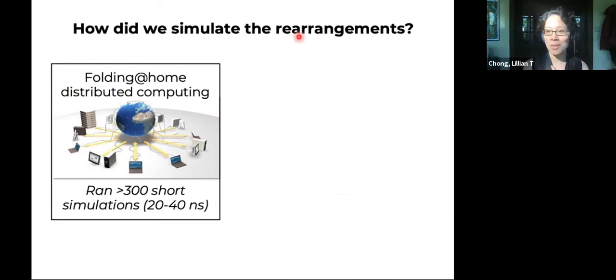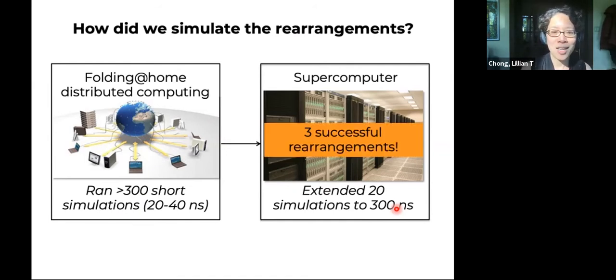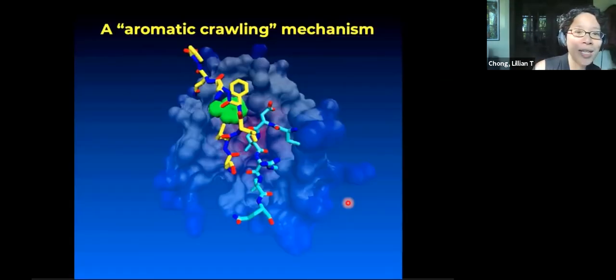So how did we simulate the rearrangement? We ran hundreds of short simulations, 20 to 40 nanoseconds, starting from each misaligned state. And we extended 20 of these simulations to 300 nanoseconds. At the time, this would take about a month, so it was already really involved. And then out of these, there were 3 successful rearrangements. This is a movie of one of these rearrangements.